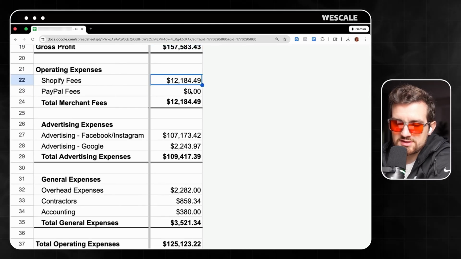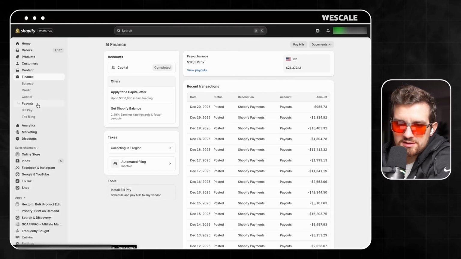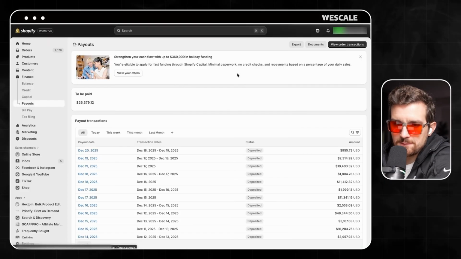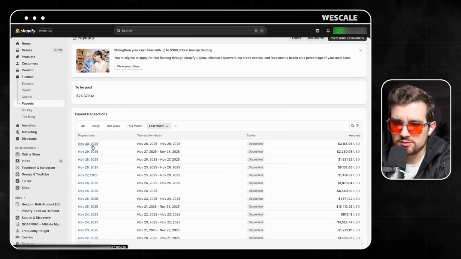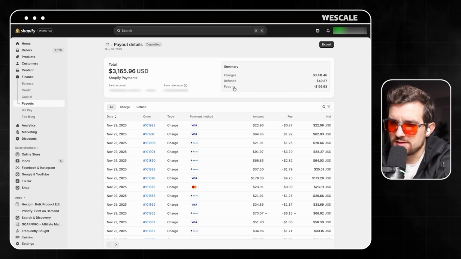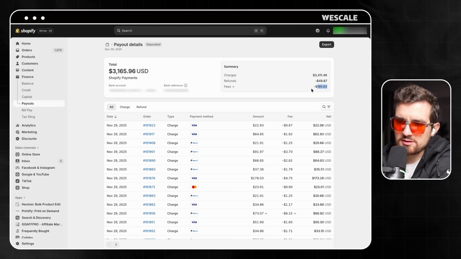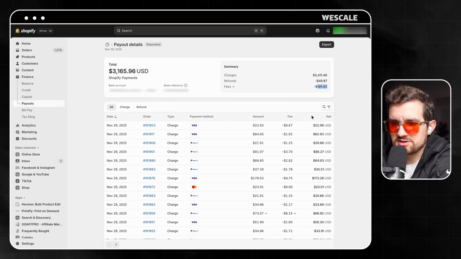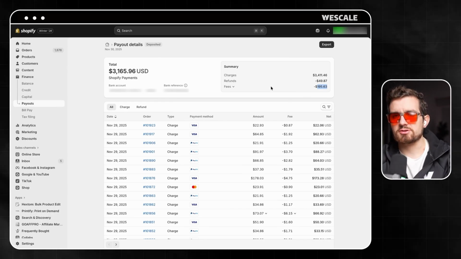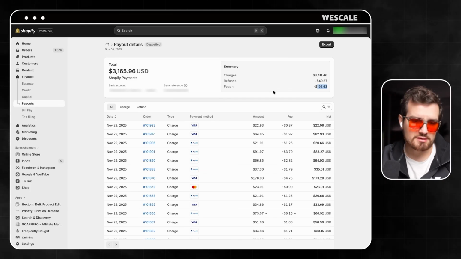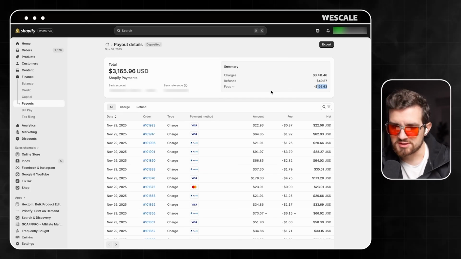And then for transaction fees, the way we get this, you go to finance, payouts. So if you're running the P&L for just a day, you would just click on one of the payouts here and you would be able to see the fees that we paid for that date range was $195, which comes out to about 5.7%. Ours is slightly higher because we're selling internationally, but yours will generally be around the 4 to 5% range.